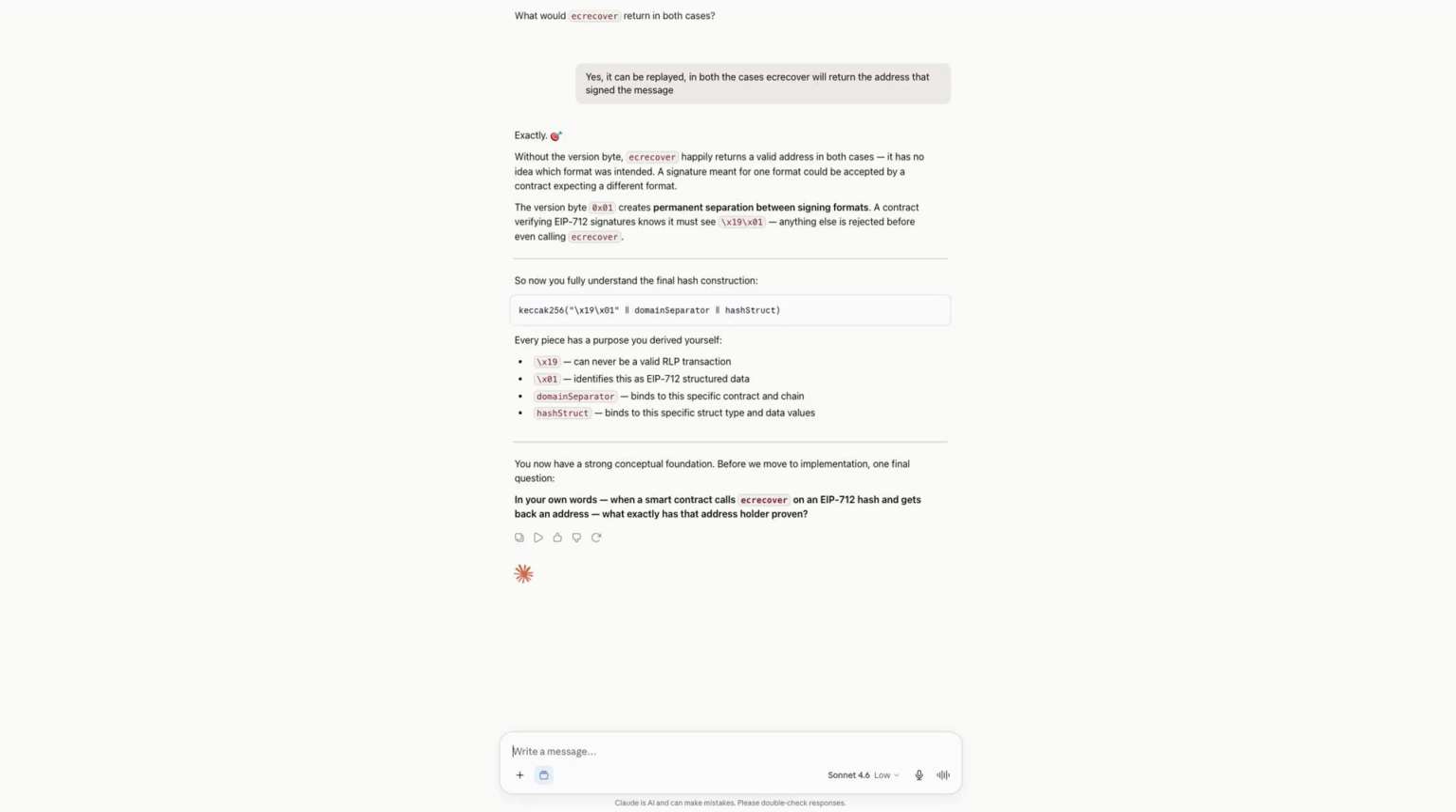Before we move to implementation, one final question. In your own words, when a smart contract calls ecrecover on an EIP-712 hash and gets back an address, what exactly has that address holder proven? That address holder has proven that he or she has signed the data.